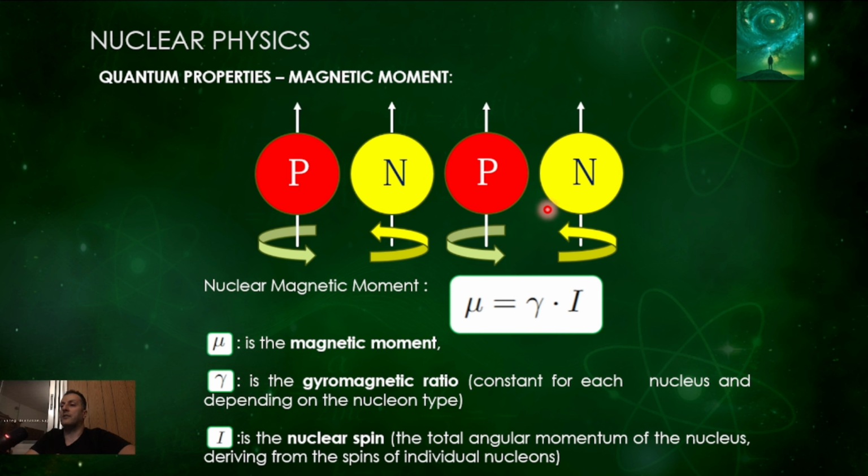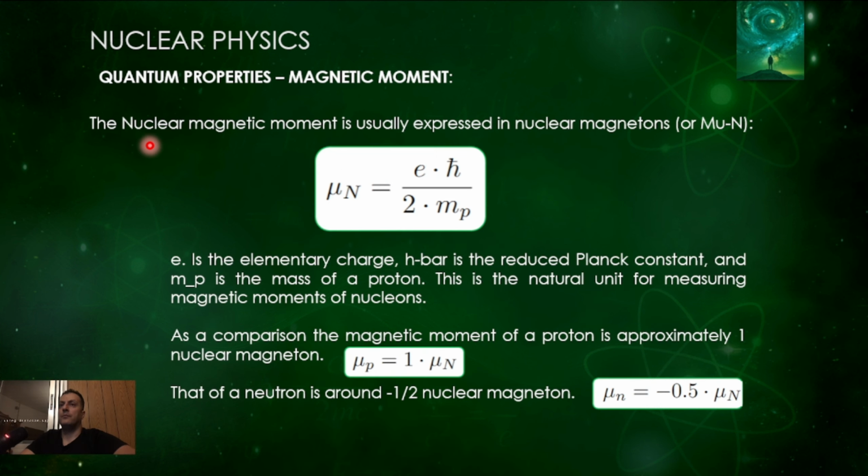Here we mentioned that the magnetic moment relationship is mu equals gamma times I. Mu is the magnetic moment, while gamma is called the gyromagnetic ratio, which is constant for each type of nucleus, and I is the nuclear spin, or the total angular momentum of the nucleus deriving from the spins of individual nucleons. Nuclear magnetic moment is usually expressed in nuclear magnetons. What is a nuclear magneton?